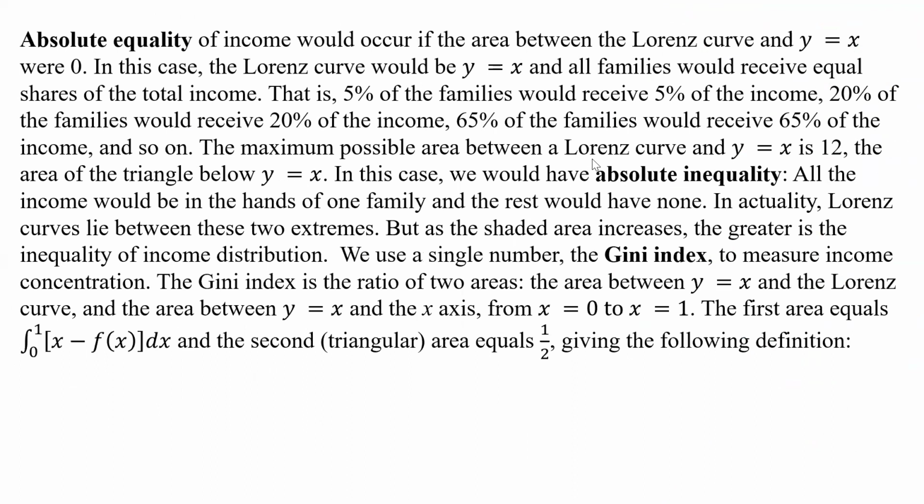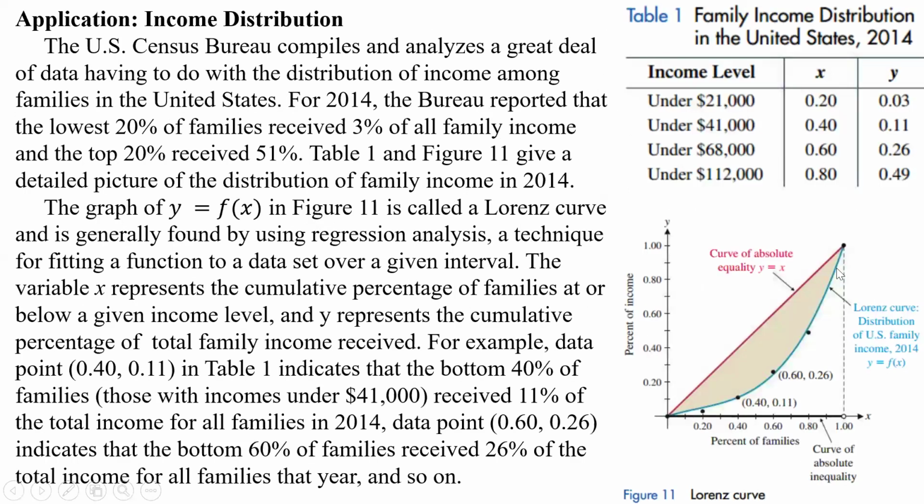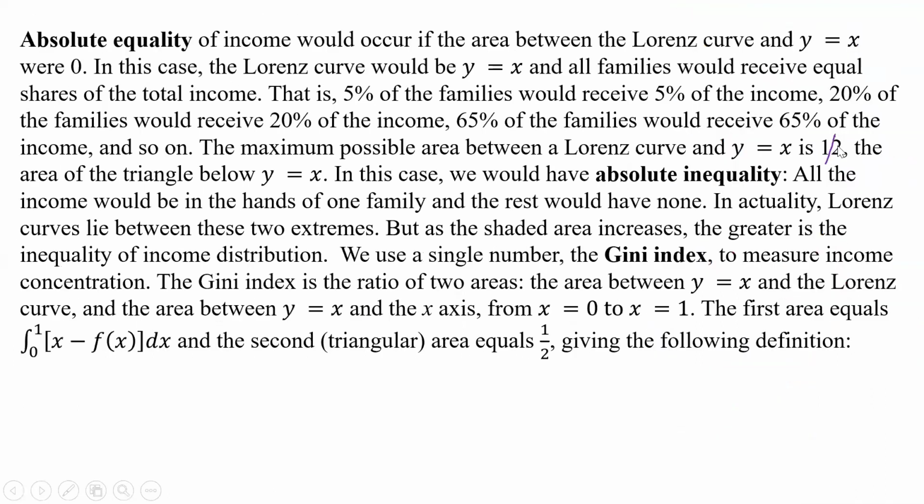Now, the maximum possible area between a Lorentz curve and y equals x is, it's not 12, it's supposed to be a half. I must have typed something wrong there. So we're going to say that's actually 1/2, not 12. Now, that's the area of the triangle below y equals x. The area of a triangle is 1/2 base times height, so 1 times 1 times a half is equal to a half. That's why I know that was wrong.